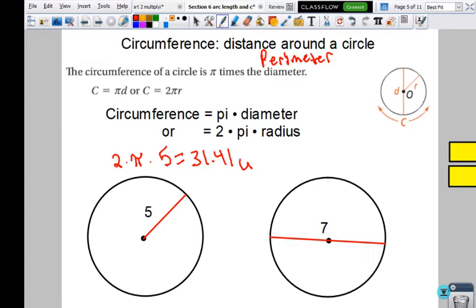What's my formula going to be to find the circumference? 5 times 7. Is it units squared on this one? No, because circumference is like perimeter, so just units.